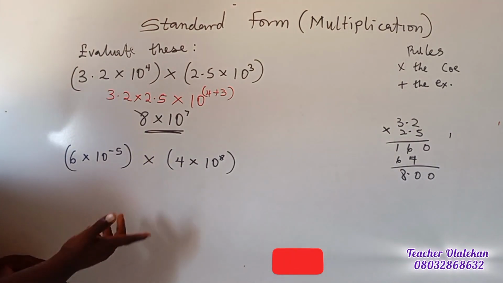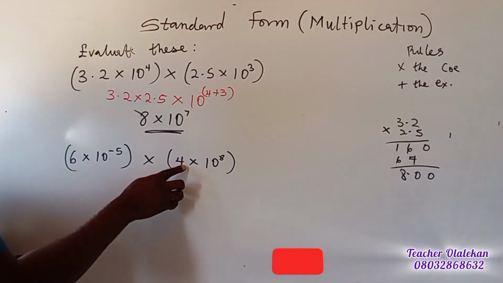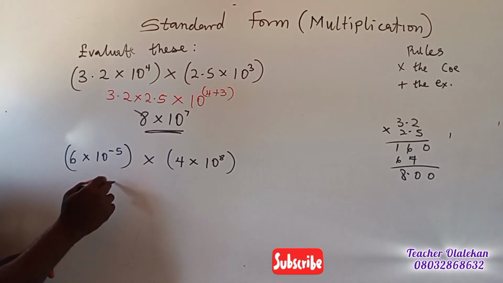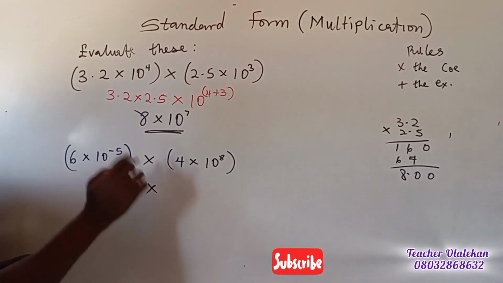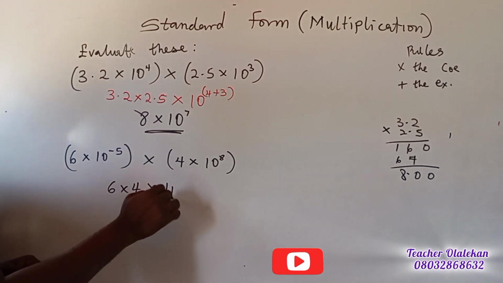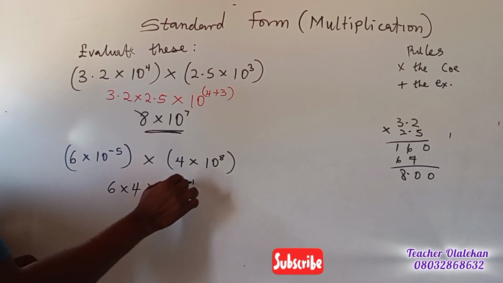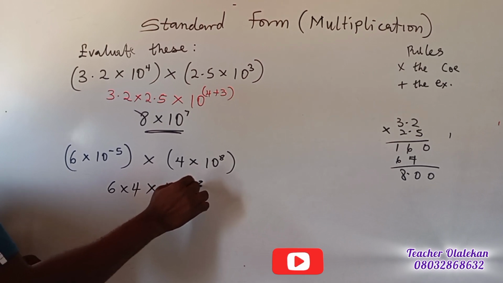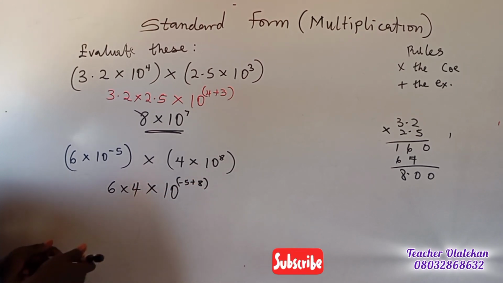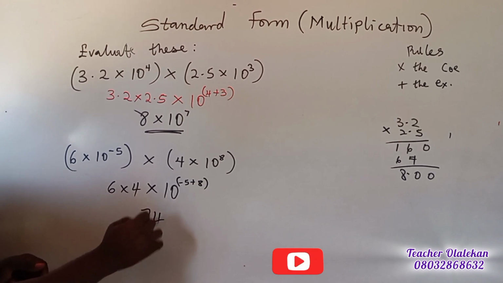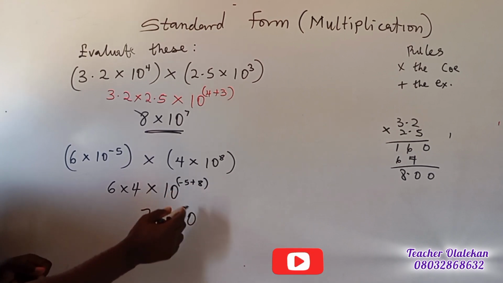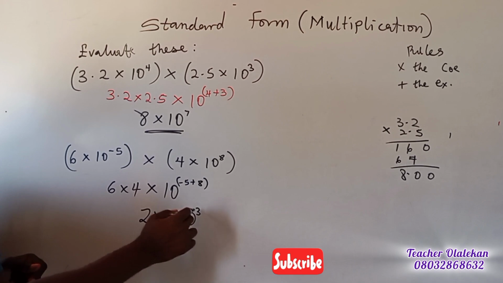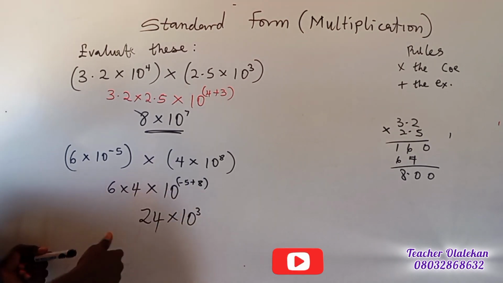So this one is quite easy. Then we'll do the same thing. So we multiply the base, that is the coefficient. So that becomes 6 times 4. Okay. Then we add the exponent. So that is 10 raised to power negative 5 plus positive 8. So this gives us 24 times 10 raised to power positive 3. So negative 5 plus positive 8 will give us that.